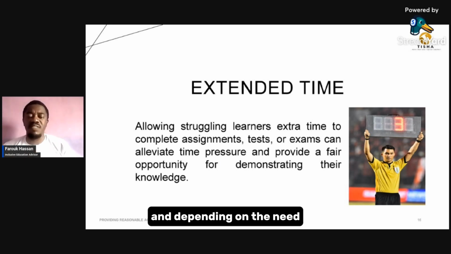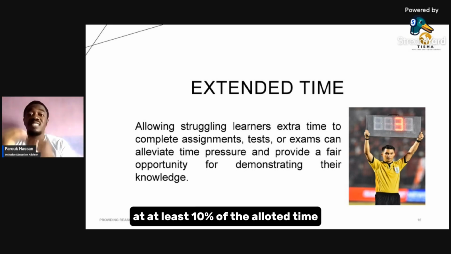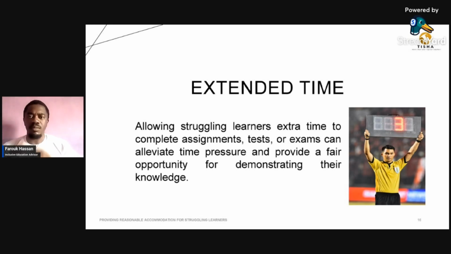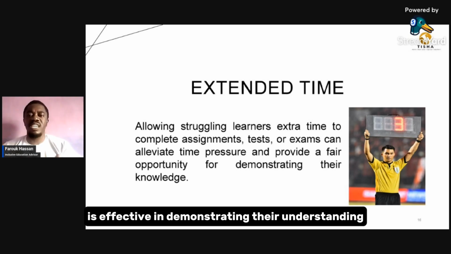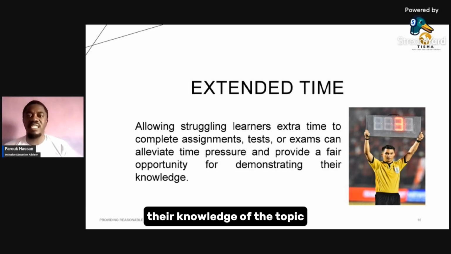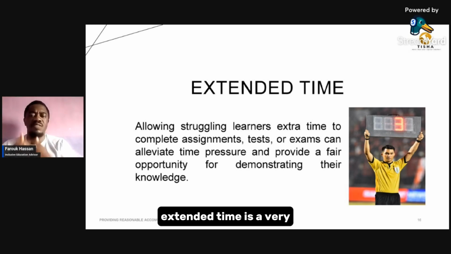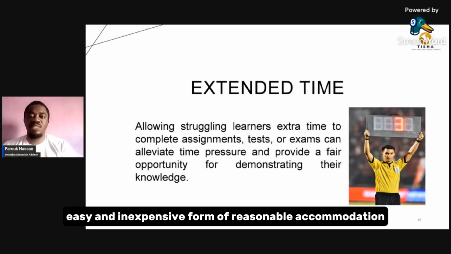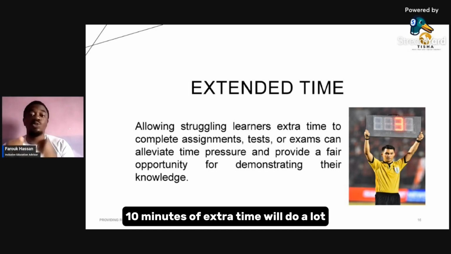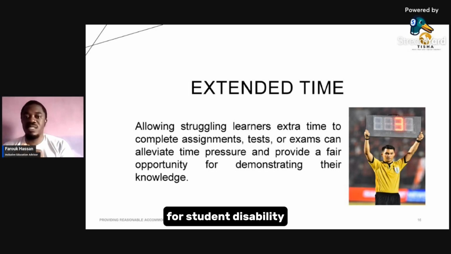Depending on the need, and on the severity of the condition as well, it could be 6 minutes, it could be 12 minutes, it could be 18 minutes, it could be 9 minutes, but at least 10% of the allotted time. That way, that child is effective in demonstrating their understanding, their knowledge of the topic or the topics in question. Extended time is a very easy and inexpensive form of reasonable accommodation. 10 minutes of extra time will do a lot for a student with disability, will do a lot for a struggling learner in your classroom. Good.